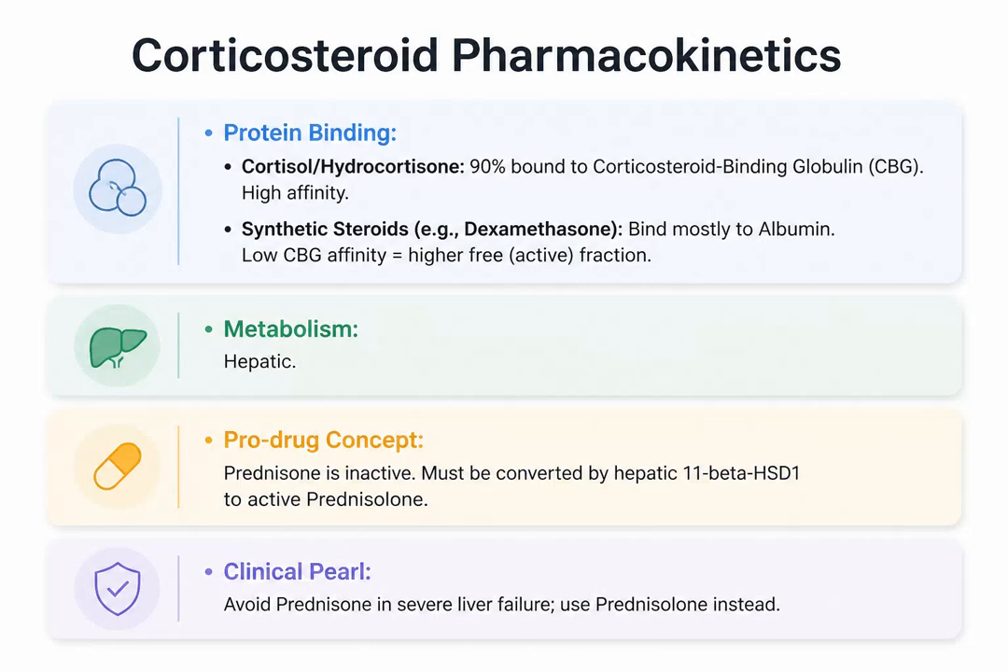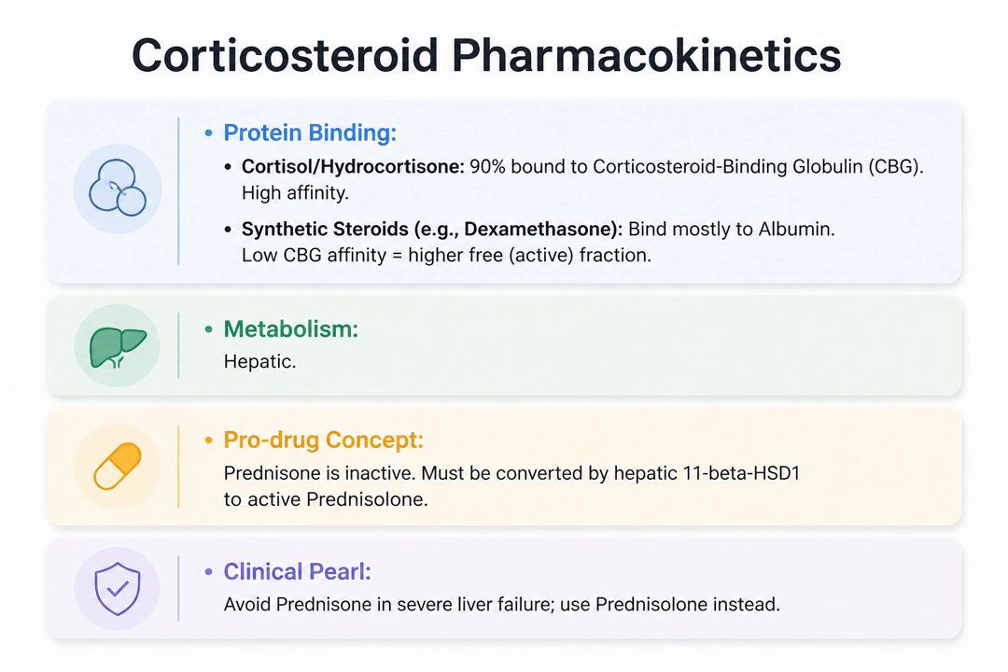Pharmacokinetics matter immensely here. Endogenous cortisol is tightly bound to corticosteroid binding globulin, or CBG. However, synthetic steroids like dexamethasone have very low affinity for CBG and bind loosely to albumin instead, resulting in a much higher fraction of free, active drug in the blood.